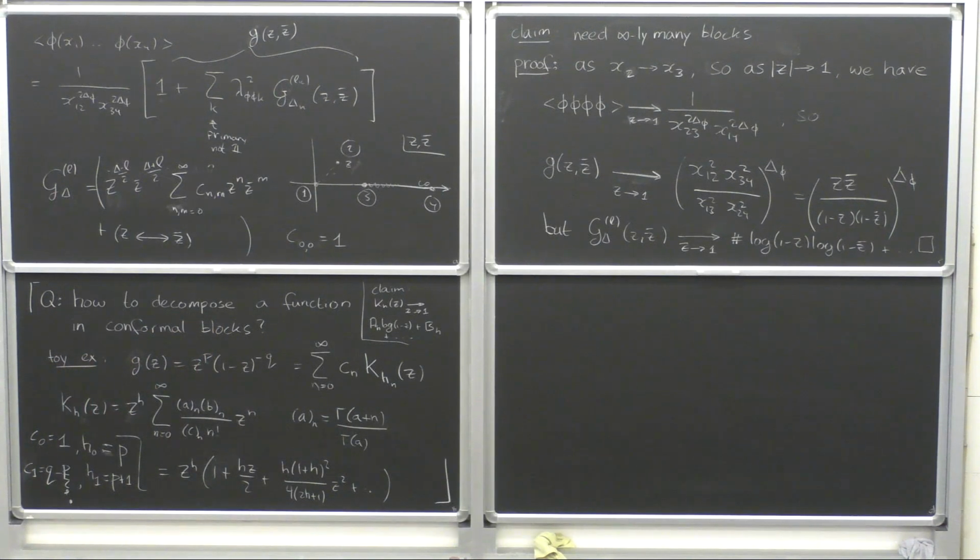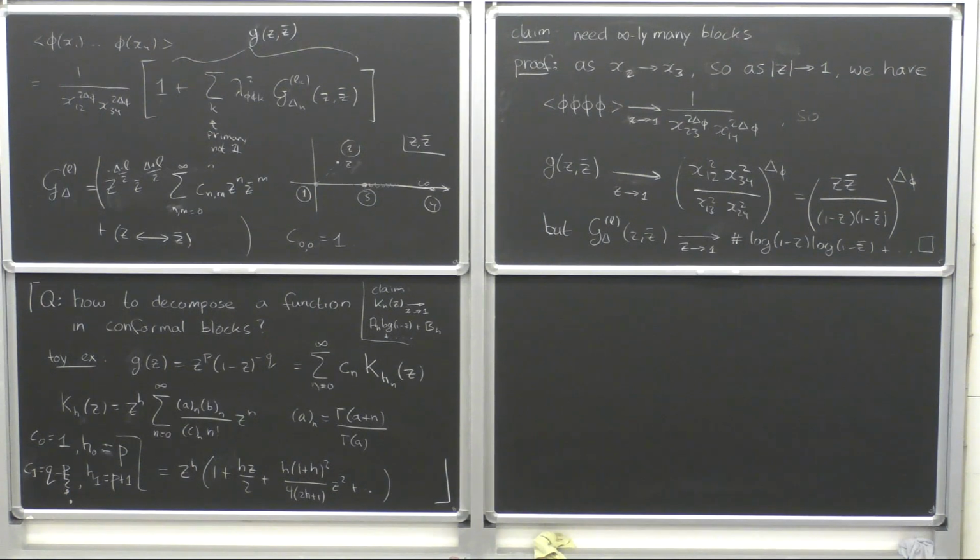Two questions. First, you need infinitely many blocks, but is there any reason why the coefficients in front of the blocks should decrease? When you look for these coefficients, you will have to find the leading terms. That's where I wanted to go next, actually, which is the asymptotic behavior of the coefficients.